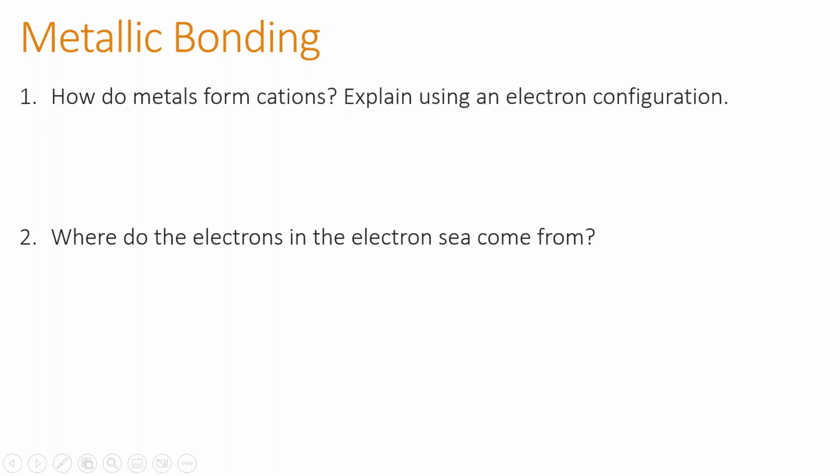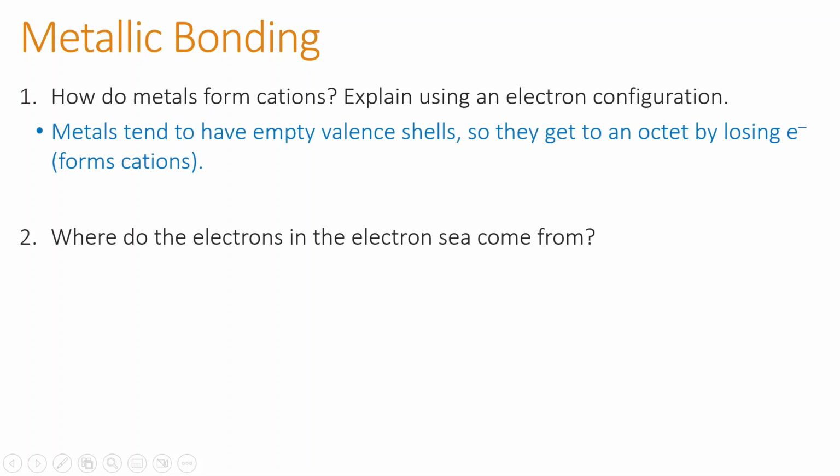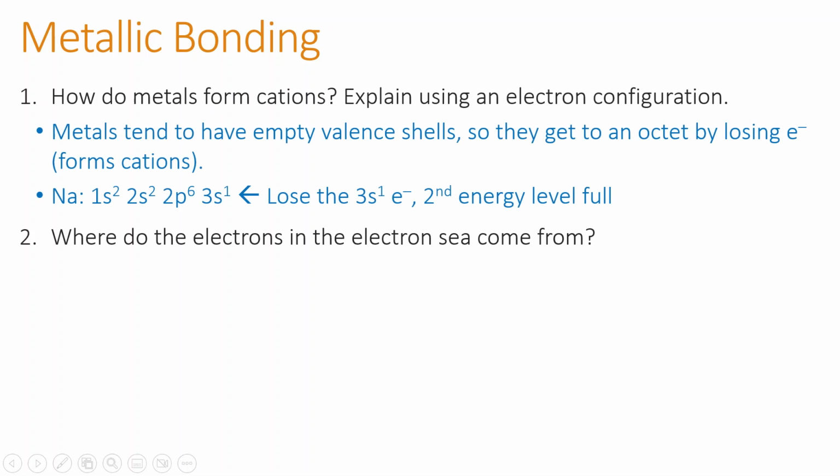So how do metals form cations? Metals tend to have pretty empty valence shells, so they're going to get to an octet by losing electrons. This means that they're going to form cations. For example, if we look at something like sodium, sodium is going to get rid of this 3s1 electron. We get rid of that, and now my second energy level has a full octet. So metals are going to tend to lose electrons in order to get to that stable octet electron configuration.